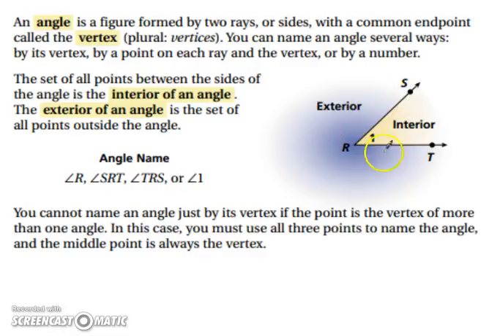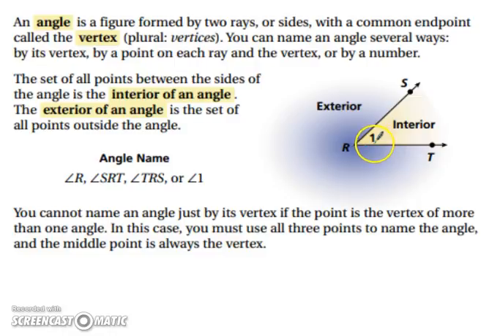Let's look at this angle here. Because it's only one singular angle and it's by itself, you can state angle R to label it. You can use SRT or TRS, or by a number, angle 1.